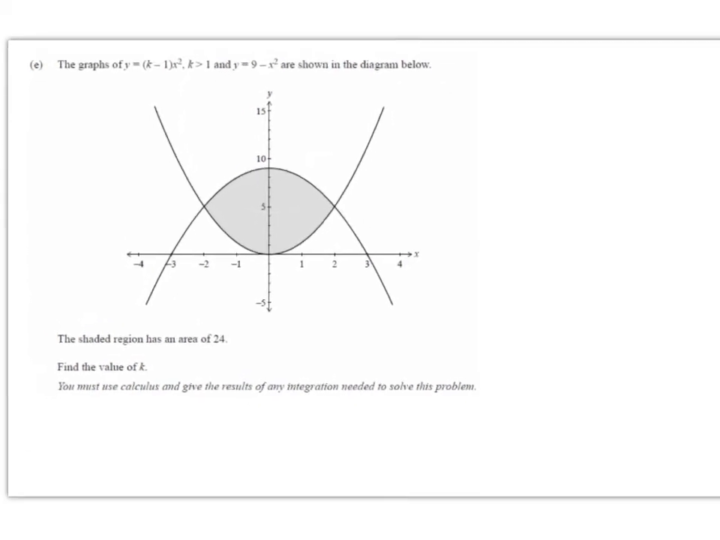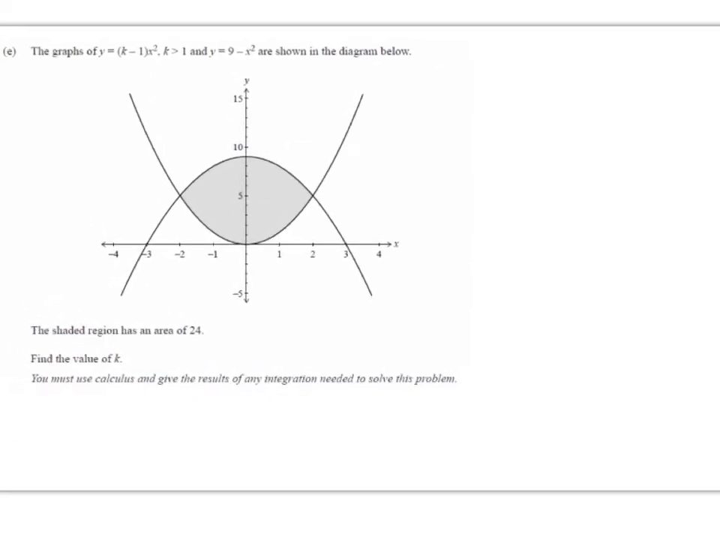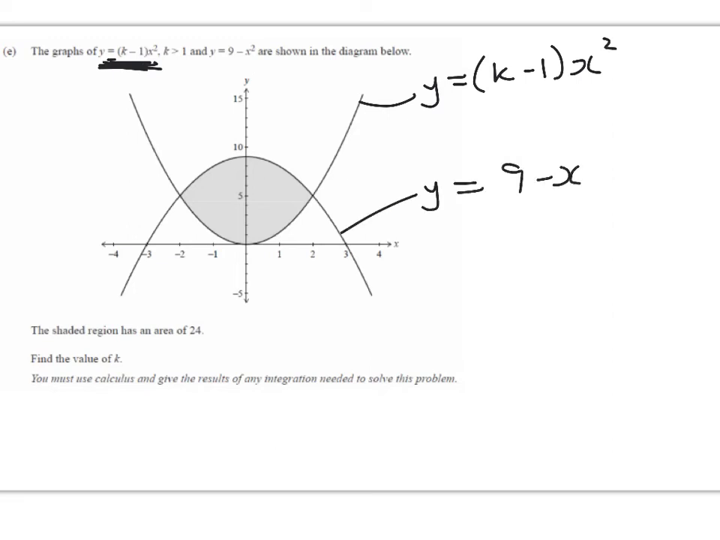Okay, we're looking for the area between two curves, and we're told that that area here is 24. So before we dive in and start integrating, we've got two functions. We've got y is equal to k minus 1 x squared, and k is greater than 1. So that must be this function here, because we know it's an ordinary parabola, so an up the right way parabola. This one here is y equals 9 minus x squared. And the shaded area has got an area of 24.